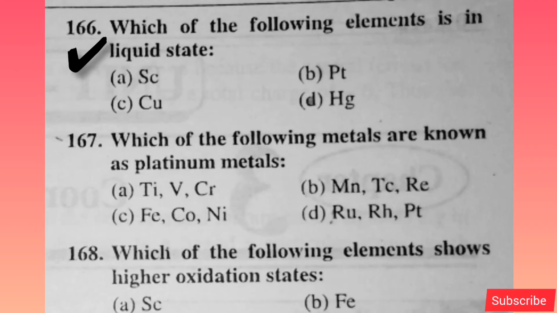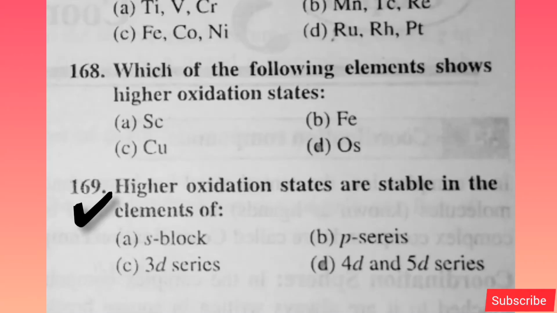Which of the following elements is in liquid state? Option D is correct. Which of the following metals are known as platinum metals? Option D is correct. Which of the following elements shows higher oxidation state? Option D is correct. Last question: higher oxidation states are stable in the elements of 4d and 5d series. Option D is correct.